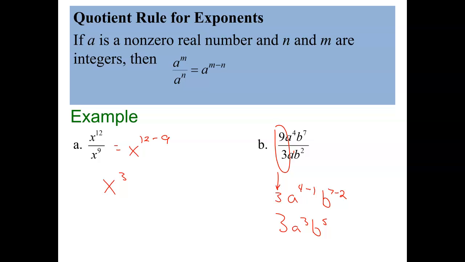Product rule is to... What's our product rule again? Add. Zero exponent equals 1. Quotient rule. Subtract.